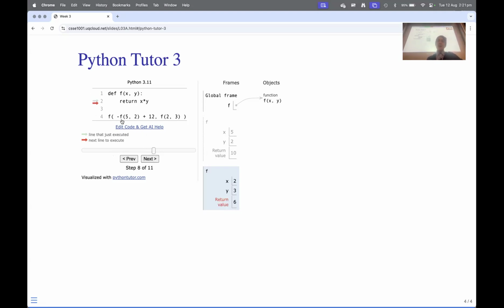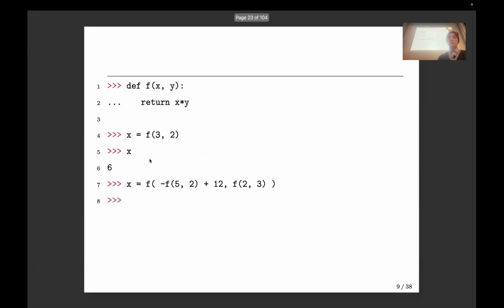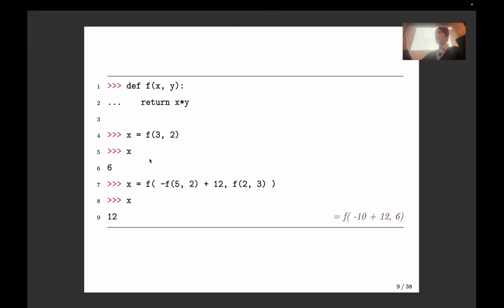Okay, so now Python knows that that is 10 and that is 6. So minus 10 plus 12 is 2. That is 6. So we have a function call to f with 2 and 6. We go down to its instruction set. It says, okay, I need to return 2 times 6 to the user, and I get a return value of 12. Okay, so this actually stores 12 into x. And that's how it walked through that, right? So you have to go inside out.